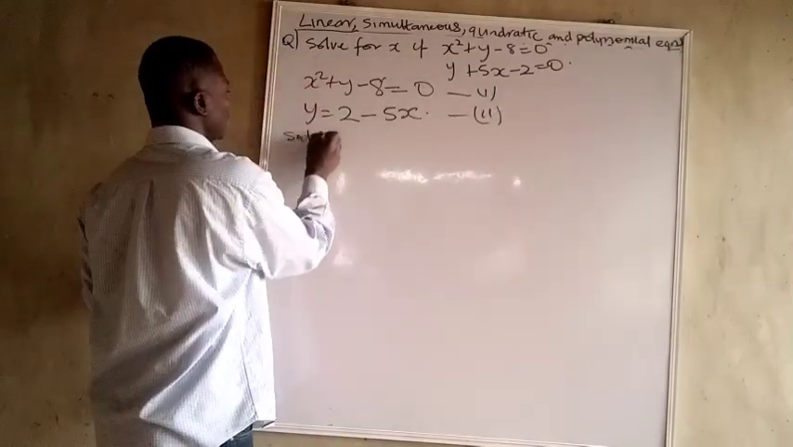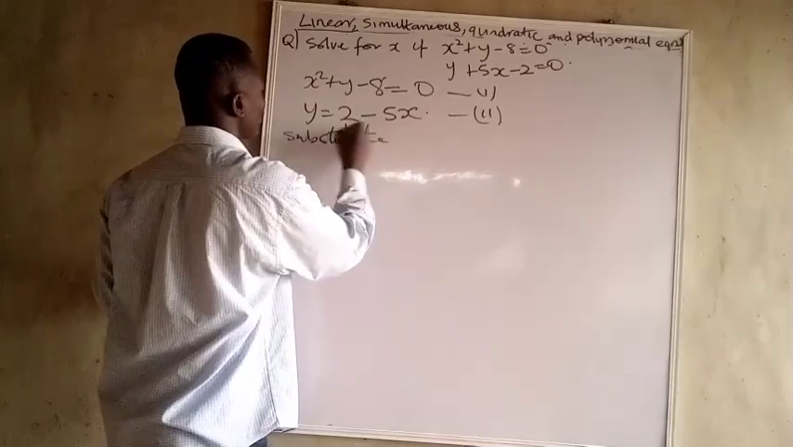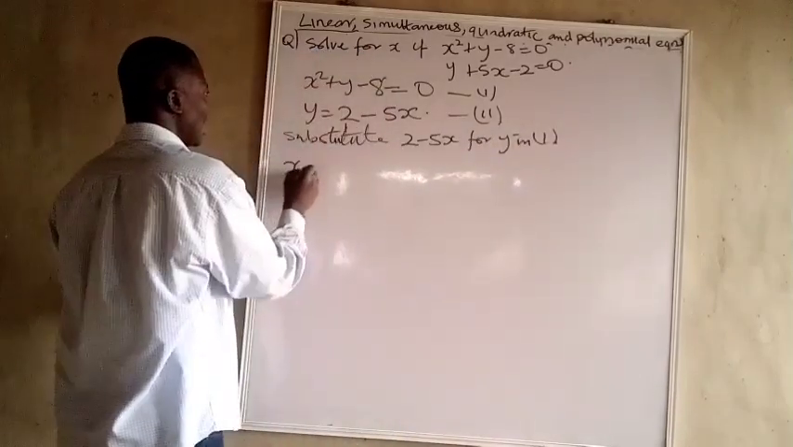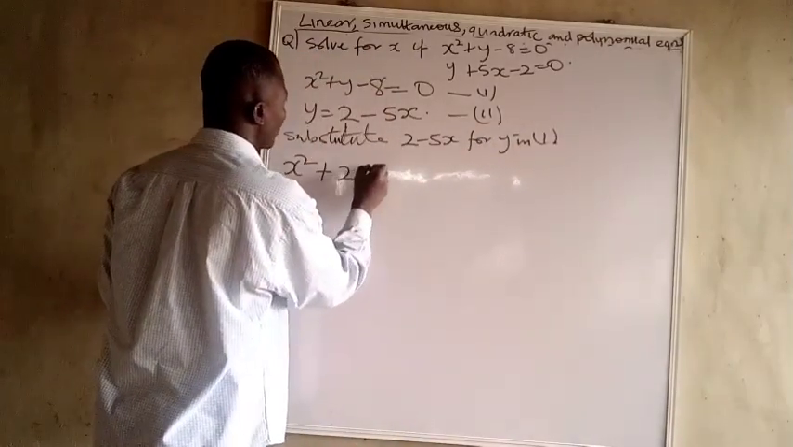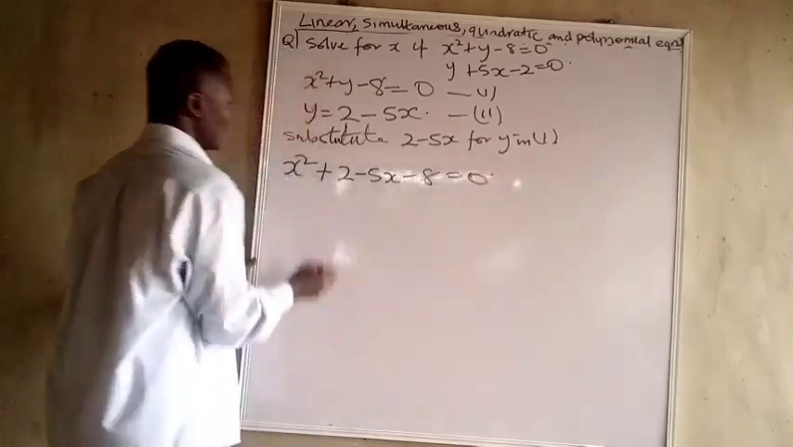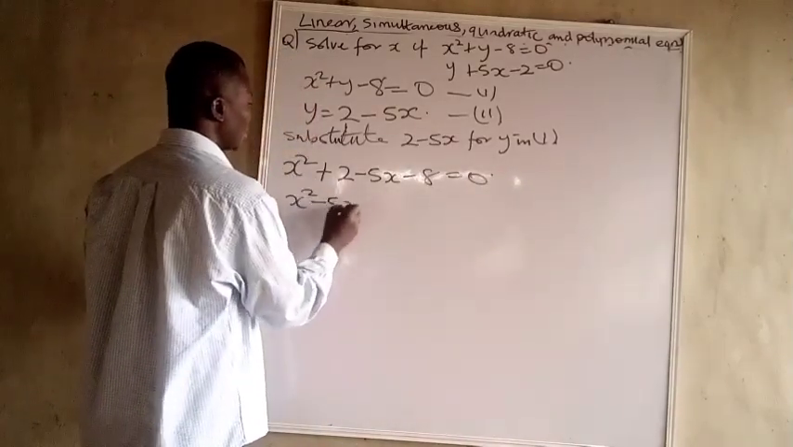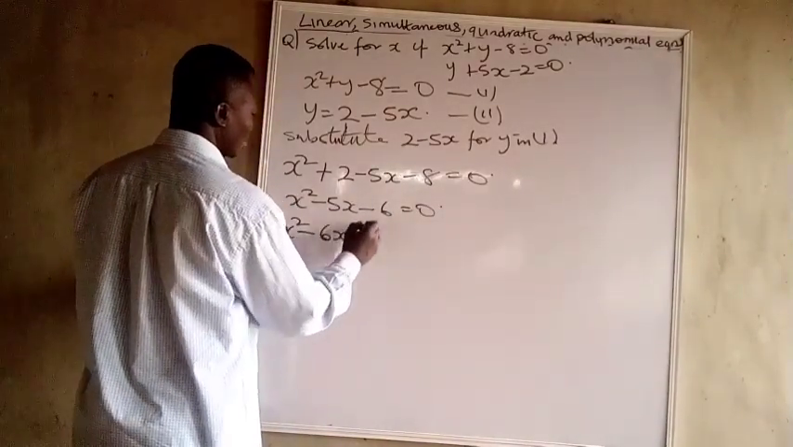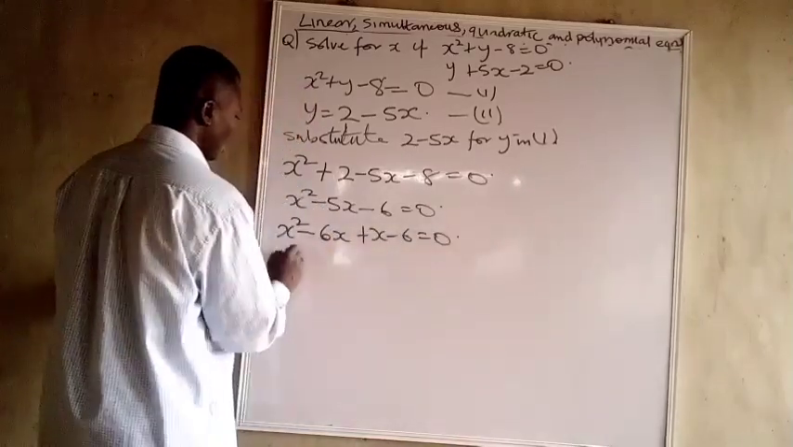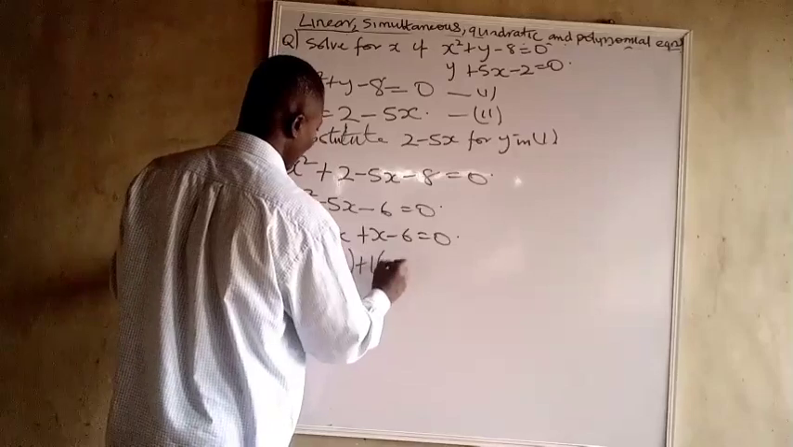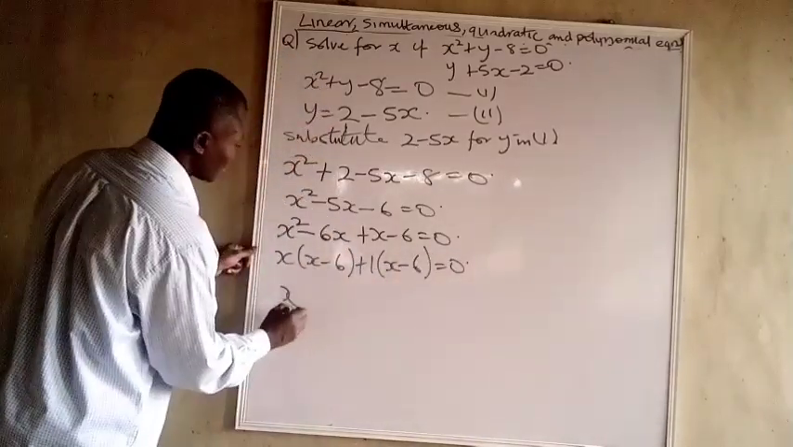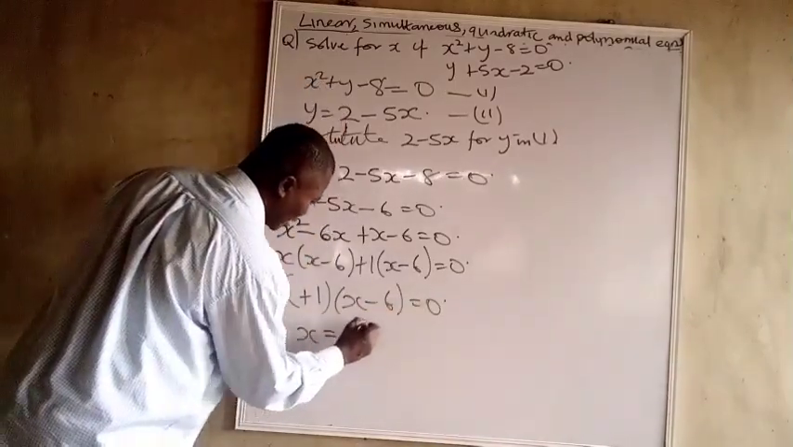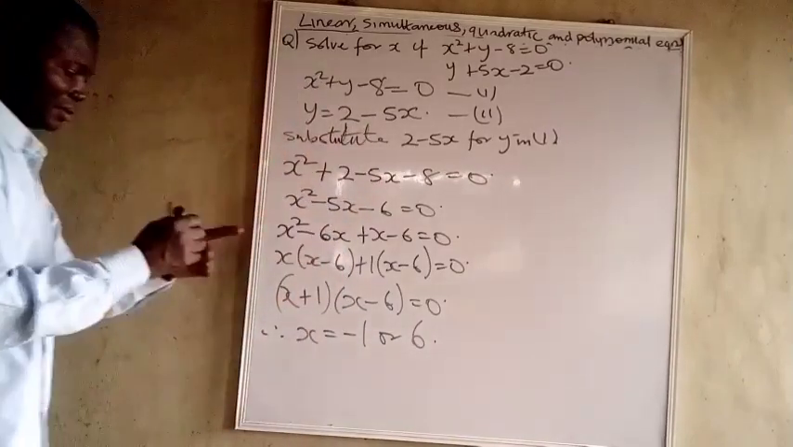So, substitute 2 minus 5x for y in 1. So, I have x squared plus 2 minus 5x minus 8 equals 0. So, that gives me x squared minus 5x minus 6 equals 0. Therefore, you can say x squared minus 6x plus x minus 6 equals 0. So, x into x minus 6 plus 1 into x minus 6. So, x plus 1 into x minus 6 equals 0. Therefore, x equals minus 1 or 6 are the solutions. So, we have solved for x in this.